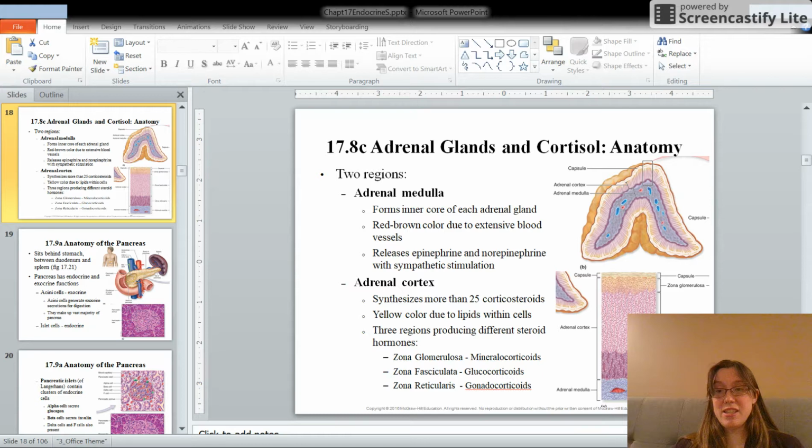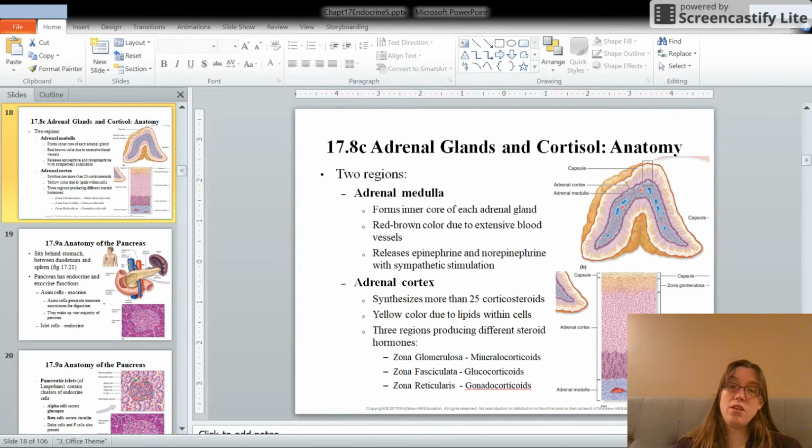And this zona fasciculata is going to be important for producing glucocorticoids. And then this last one, the zona reticularis here, it sits right on top of the adrenal medulla, is going to be important for the gonadocorticoids. So we're going to talk more about those different types of hormones in lecture.